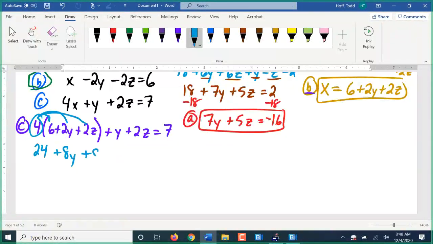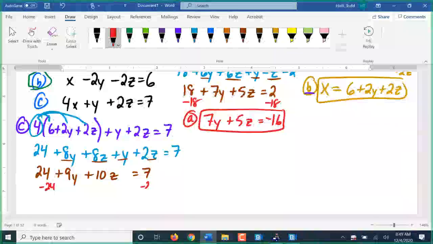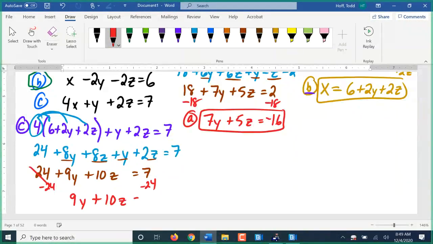4 times 2z is 8z. Once again, the y is not in the parentheses. It does not get multiplied. Neither does the 2z. We'll combine here. Nothing to combine with the 24. 8y and y makes 9y. 8z and 2z makes 10z. That still equals 7. We'll subtract 24 from both sides and put it in our standard form. We've got 9y plus 10z equals 7.